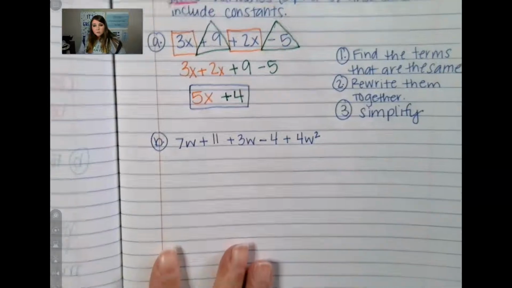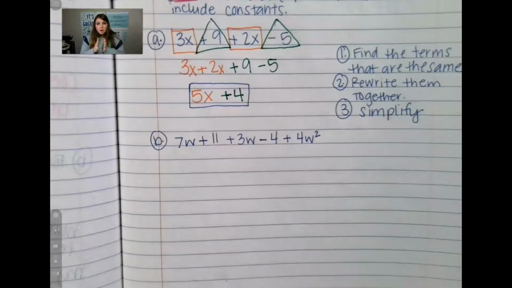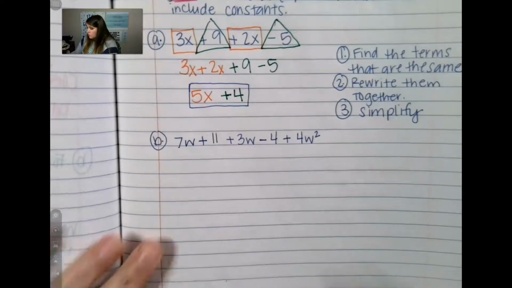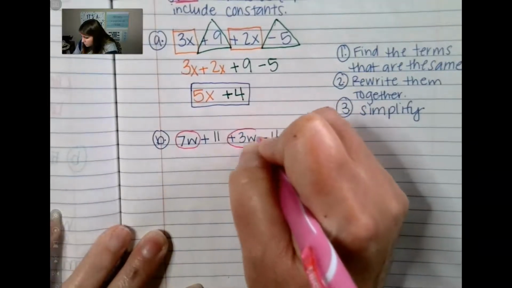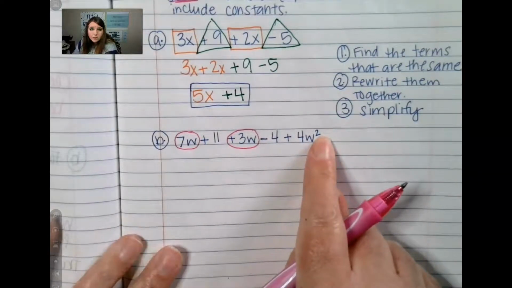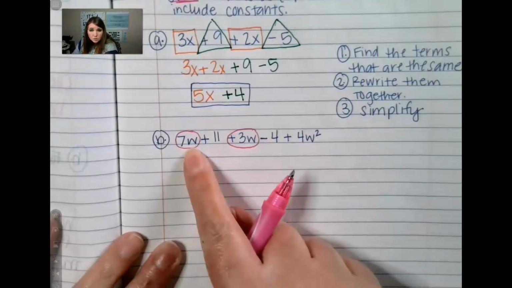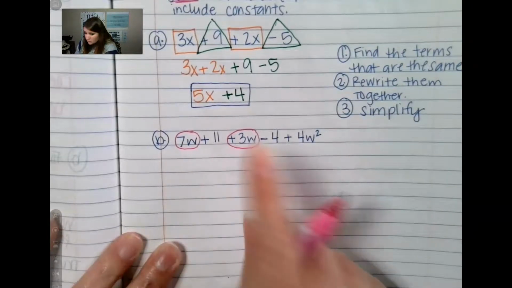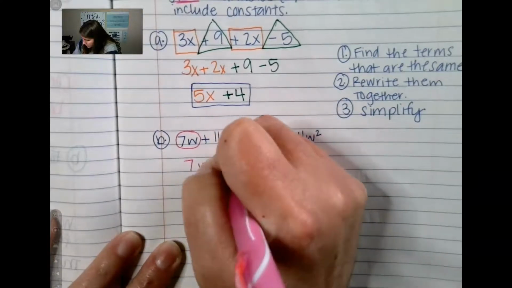All right, so now we've started to look at having multiple terms. So we're going to go through and put the things together that are the same. I'm going to start by looking for W's. This has a W, this has a W, and this one has a W, but this W is different because it's squared. So this W we're not going to include in our two W's here because these ones are just plain W's. So we're going to rewrite this as 7W plus 3W.